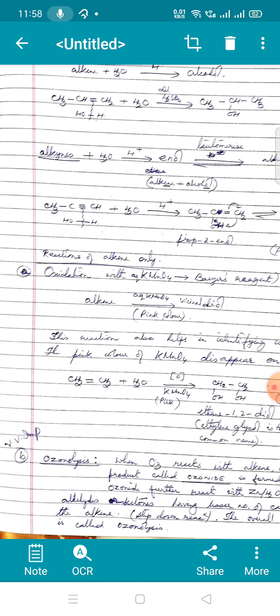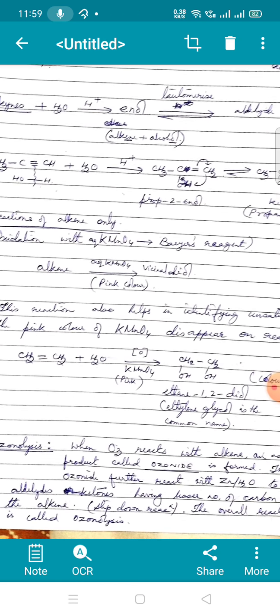This reaction will also be needed for you when we do aldehydes and ketones. That is the third chapter of organic in your class 12 syllabus. So with this we come to the end of reactions which are common to both alkenes and alkynes. Now we'll take a few reactions which are specifically only for alkenes.